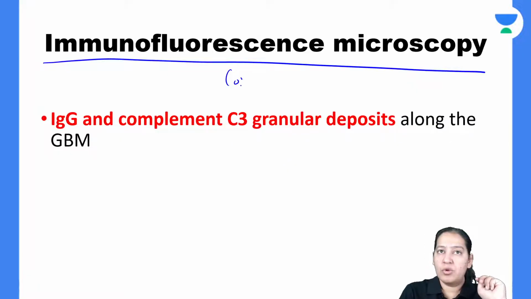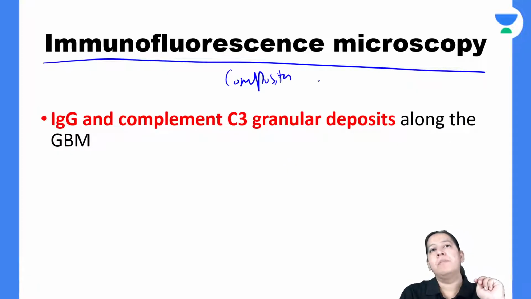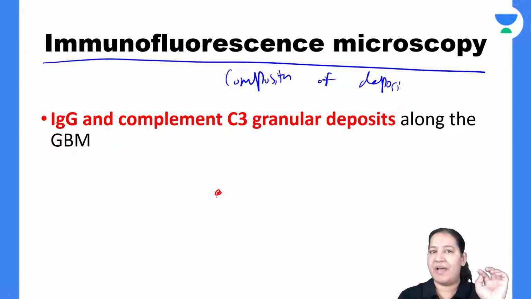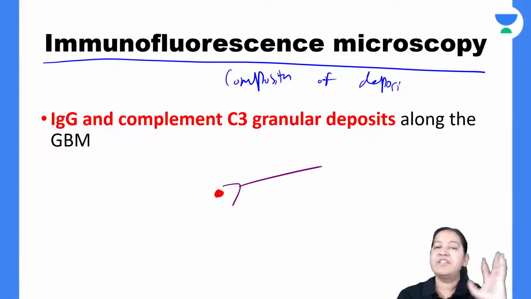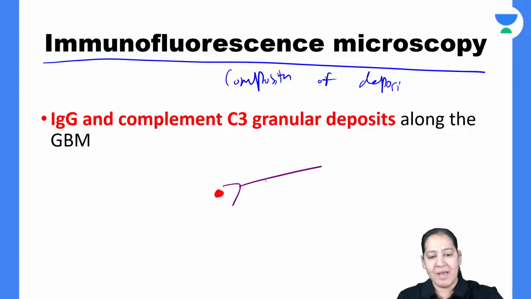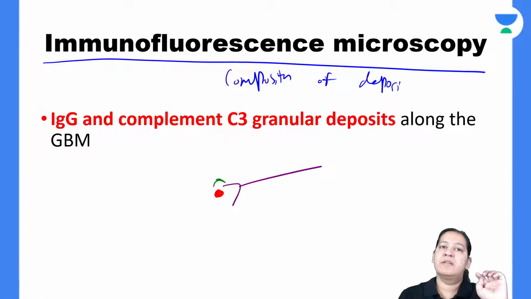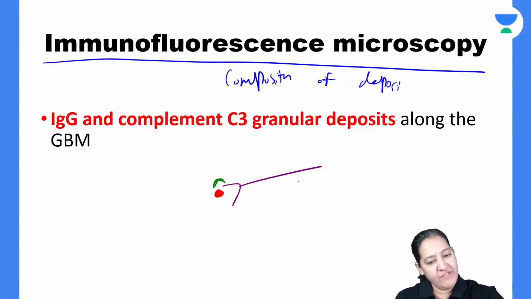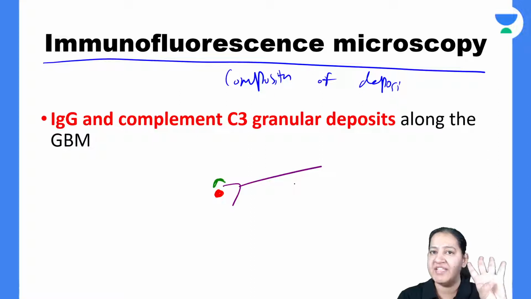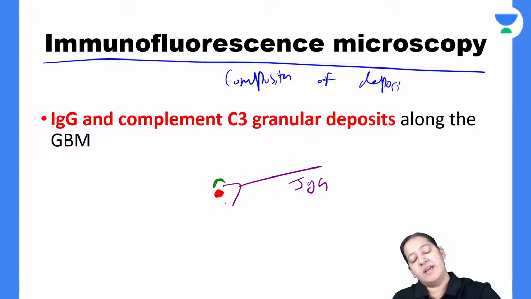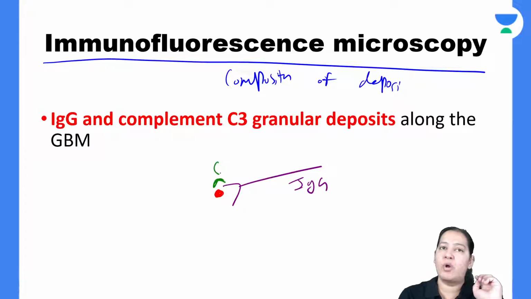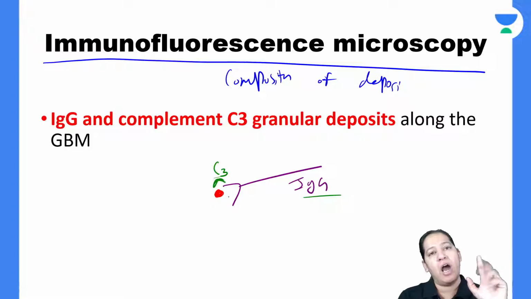Here we will come to know the composition of the deposit. In all deposits, there is an antigen. The antigen is the bacteria, so I'm not concerned with the bacteria. Along with the antigen, there is an antibody. Which antibody is it? And when an antigen antibody complex is formed, there is always a complement. There is a triad: antigen, antibody, and complement. There are 5 types of antibodies: IgG, IgM, IgD, IgE, and IgA. It is IgG. And name the complement. There are 9 complements, C1 to C9. It is always C3. So it is IgG and C3 along with the antigen.